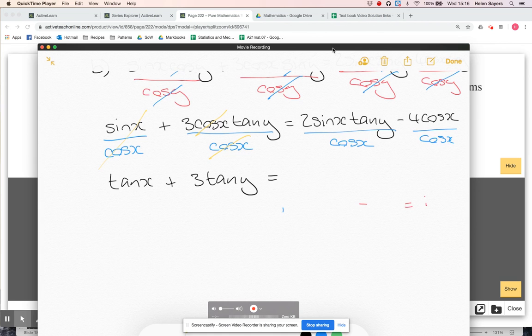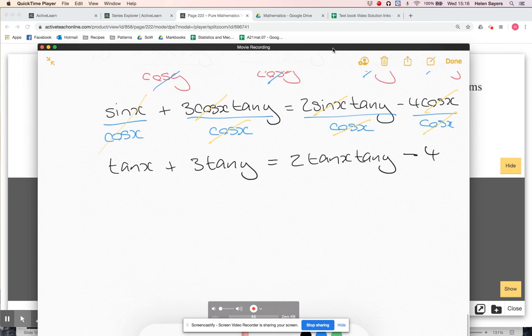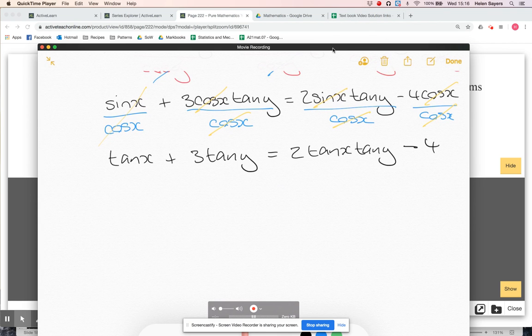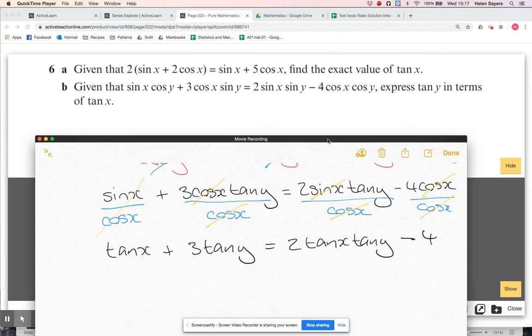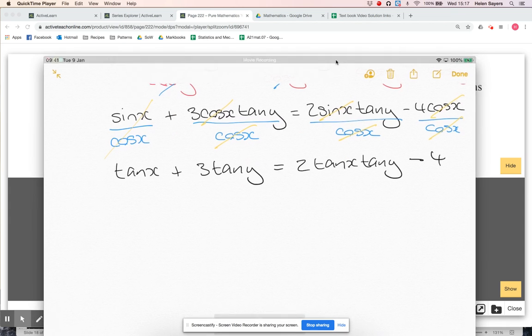Then I've got another sine x over cos x, so that's tan x. So I've still got the 2, and then I've got tan x, and I've got that tan y, and then I've got cos x over cos x. So that's just going to be minus 4. Okay, right, so that's brilliant. So now everything's in terms of tan x and tan y. I've just got to get it in the form they wanted. So they want me to express tan y in terms of tan x.